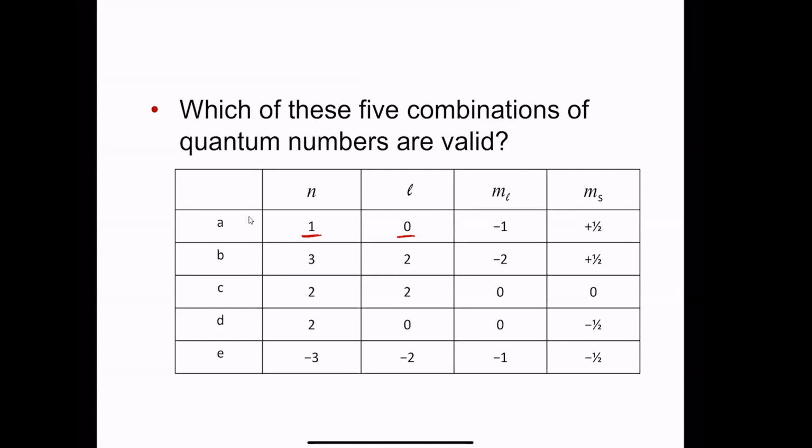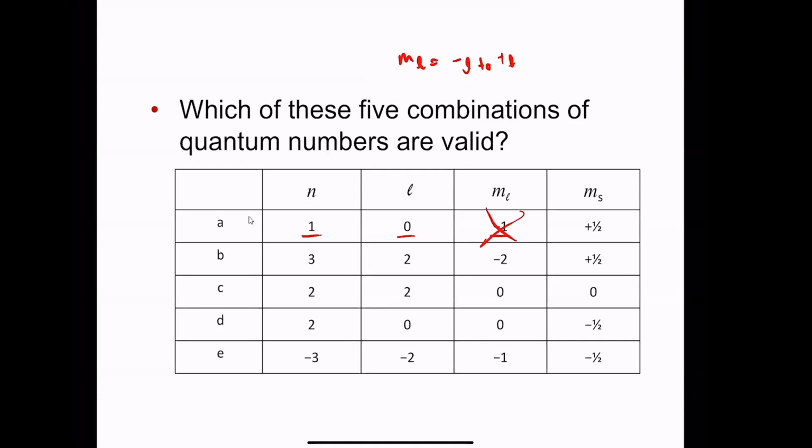M sub L, can we have a quantum number of -1 if L is equal to 0? No, right? Because M sub L goes from -L to positive L, and if L is 0, that won't work.